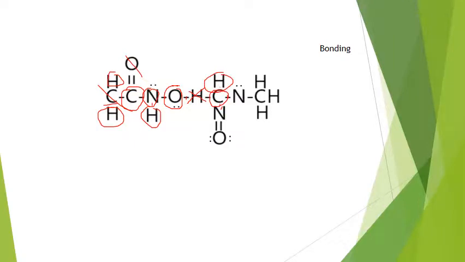Okay, this carbon has 1, 2, 3, 4 bonds, so it's good. This hydrogen good. This nitrogen has 1, 2, 3 bonds, but it's missing its lone pairs, so it's not good. This oxygen has 2 bonds and 2 lone pairs, so it's good. This nitrogen has 1, 2 bonds, so it's bad. It needs 3 bonds.